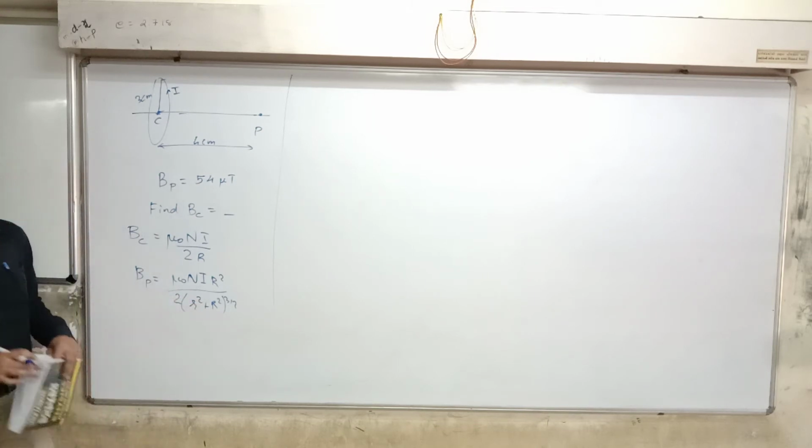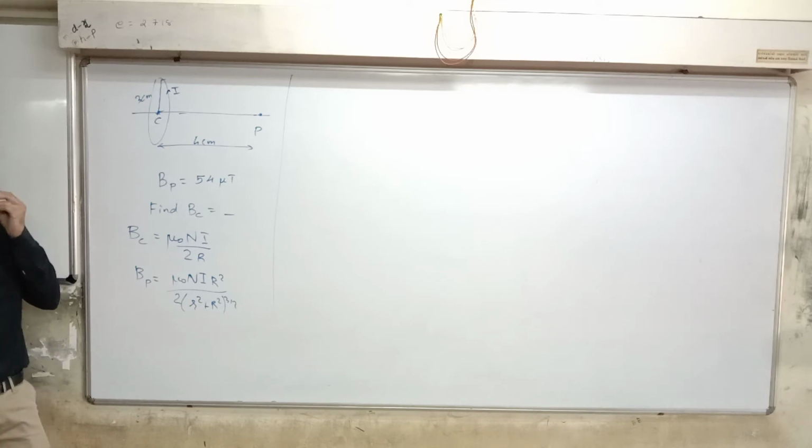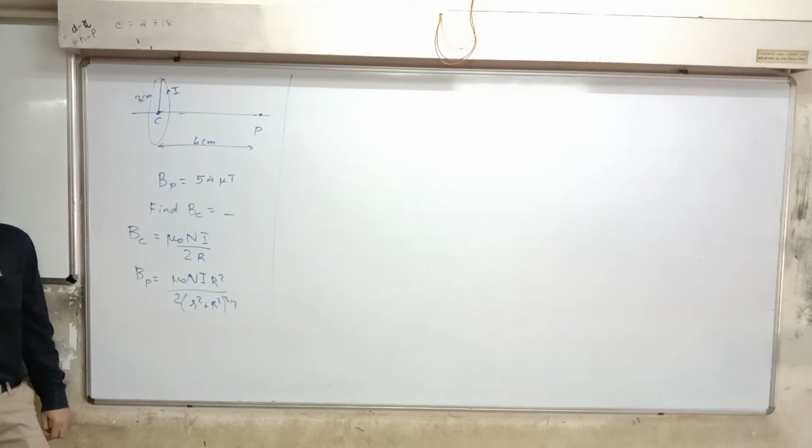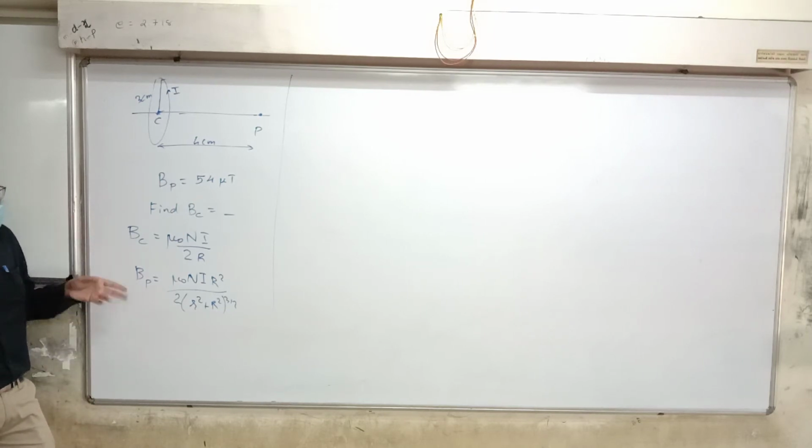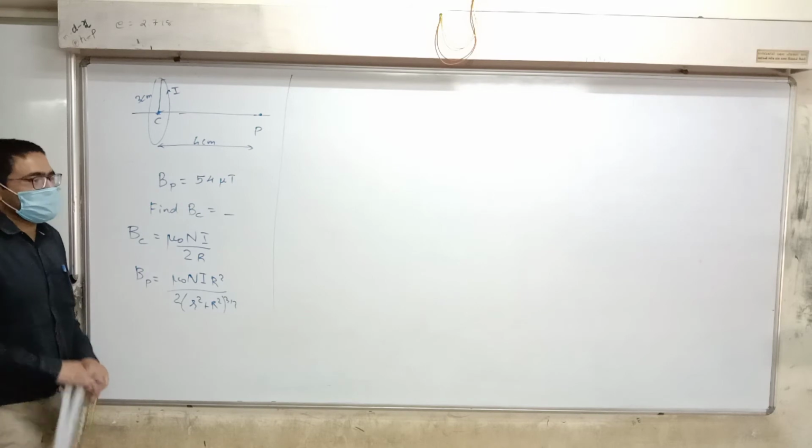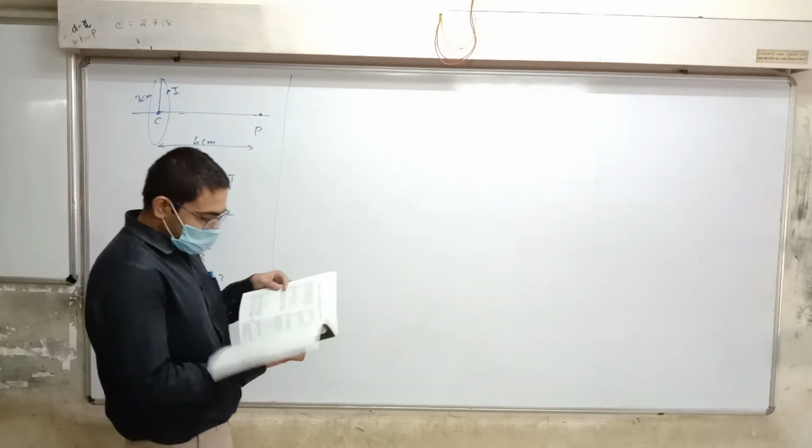So use these two to find out what it is. The first thing that you should do is divide this, mu0 and I all cancel, and then what remains?